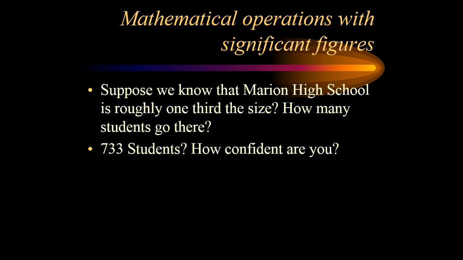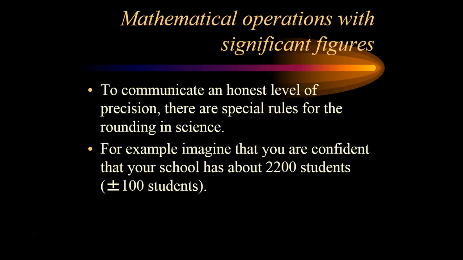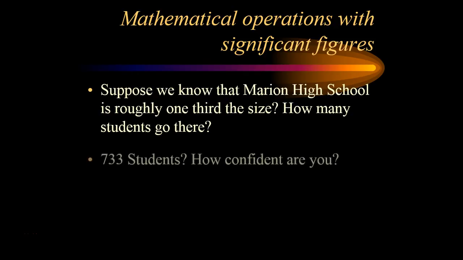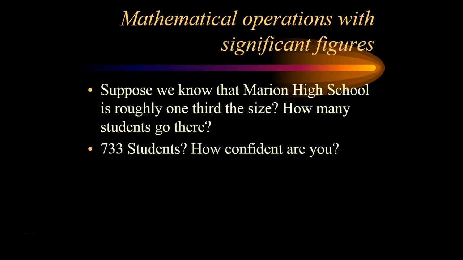Now we enter into a little bit of a problem here, because what we said about West High was that it had 2,200 students plus or minus 100 students. We weren't very confident in that number, 2,200. It could have been 2,300, it could have been 2,100, we don't know. But then we go to talking about Marion High School, and based on what we had said at West High, and it being 1/3 the size, we come up with 733 students.